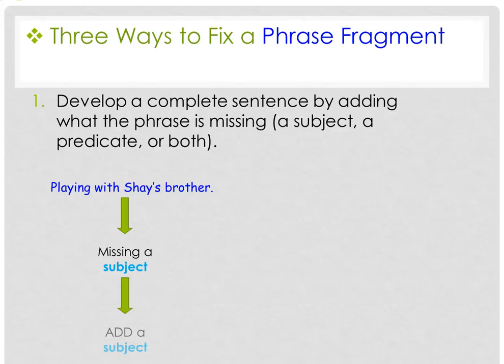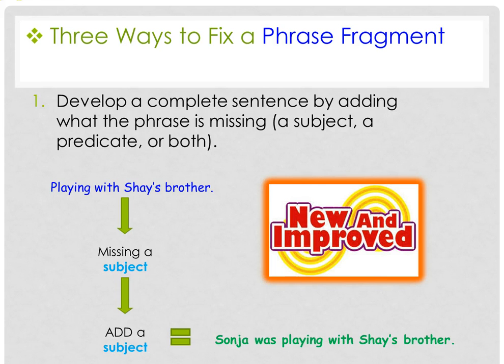Well, it's missing a subject, so I'm going to add a subject. My new and improved sentence, I added a subject. Sanja was playing with Shay's brother. So I've identified who's doing the playing. Notice I added a helping verb here, was. Often when you correct phrase fragments or subordinate clause fragments, you might have to do that in order to make your sentence sound grammatically correct or to preserve your verb tense.